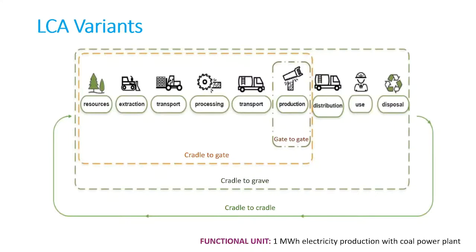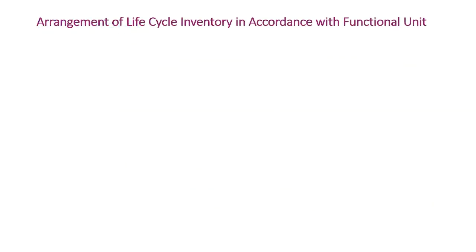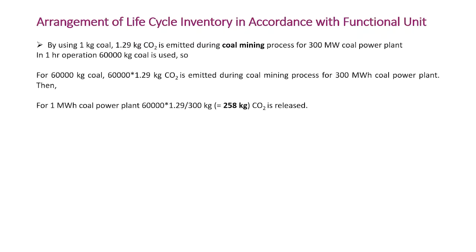Remember, all of them are given for a 300 MW coal power plant. So, we should arrange our life cycle inventory by considering our functional unit. To do that, let's have a look at this relationship. According to table 1, 1.29 kg of carbon dioxide is released when 1 kg of coal is used. The question says that 60,000 kg of coal is used during 1 hour of operation in the coal mining process. So, we should multiply this number by the released amount of carbon dioxide, and in this way we can obtain the released carbon dioxide during 1 hour of operation.